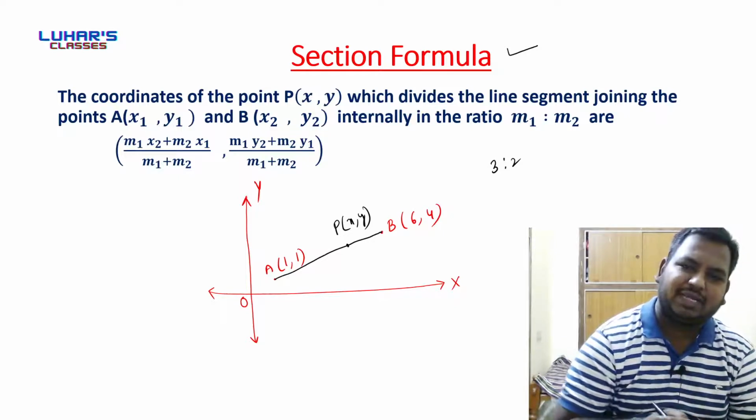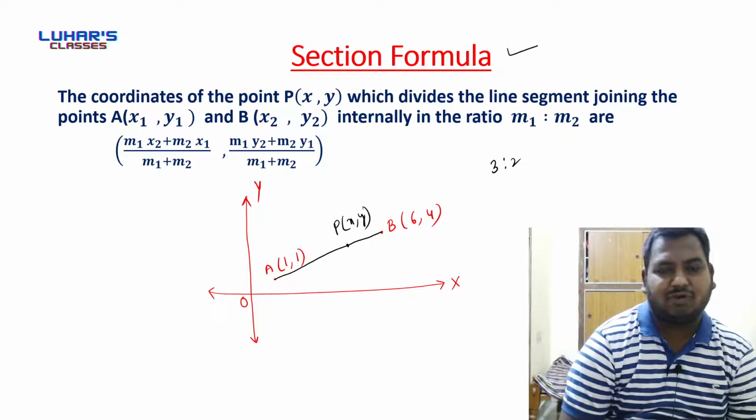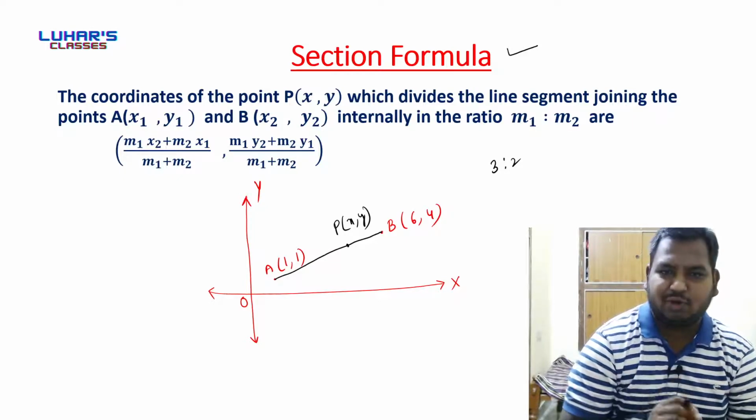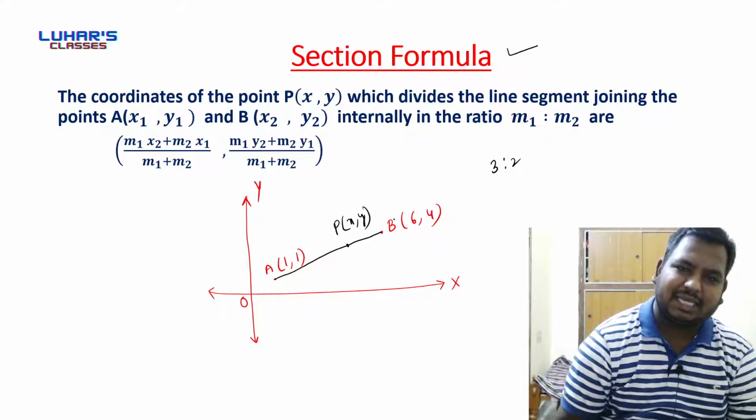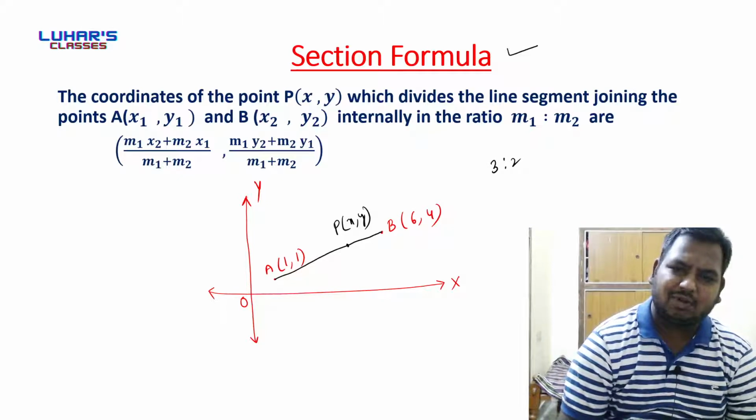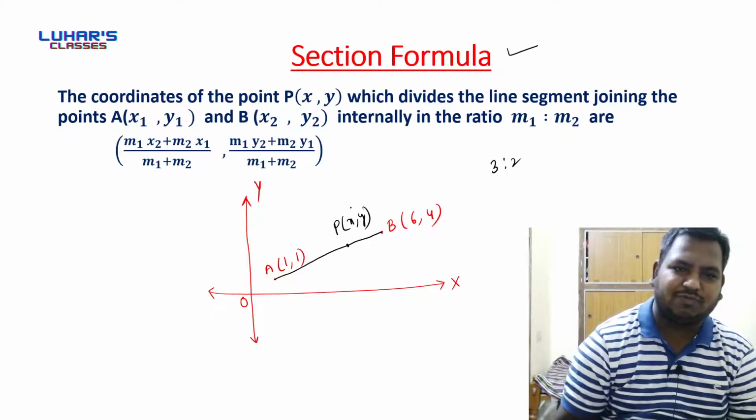If you want to find a point which will divide a line segment in some ratio, then you have to apply section formula. If you want to find a point which will divide the line segment AB in some ratio, then you have to use section formula. This is the purpose of section formula. So what is the formula here?